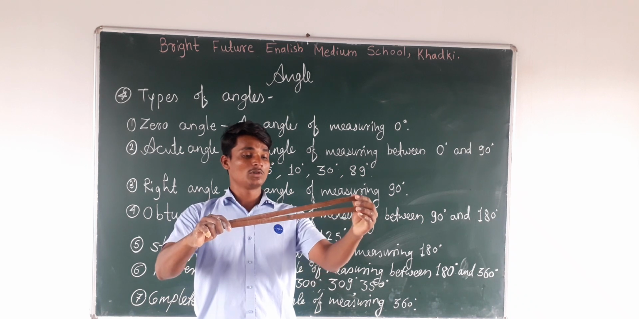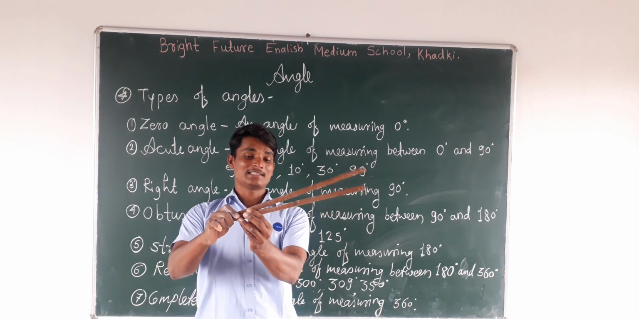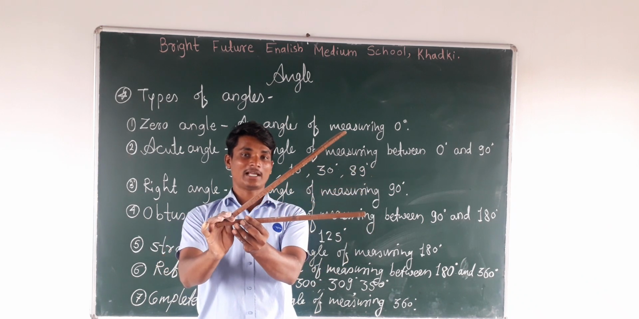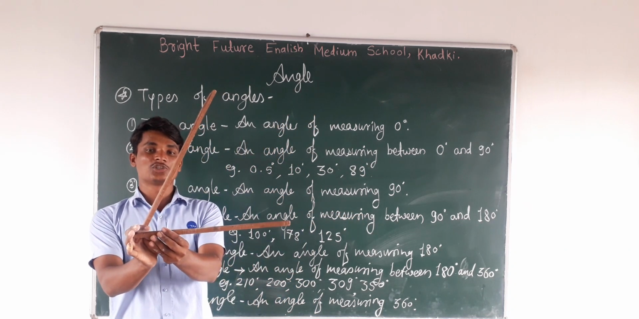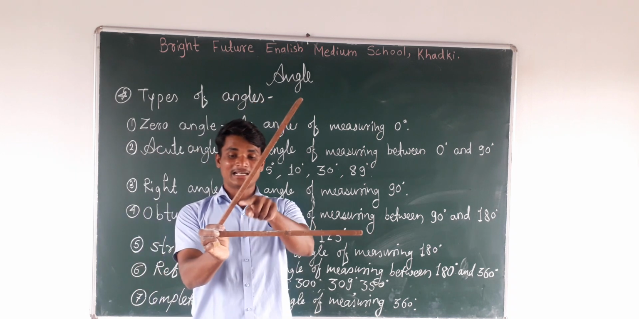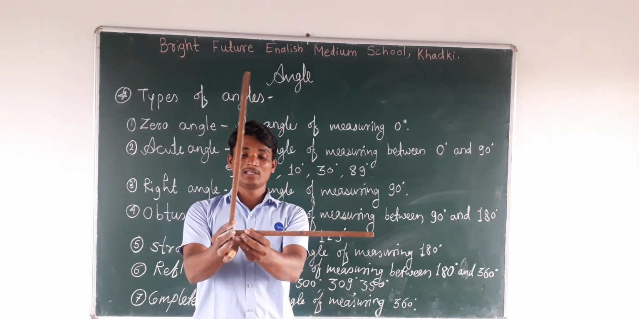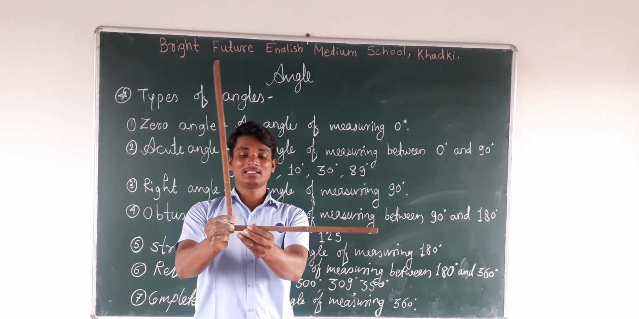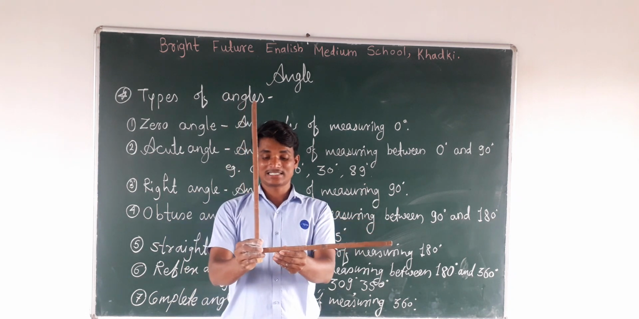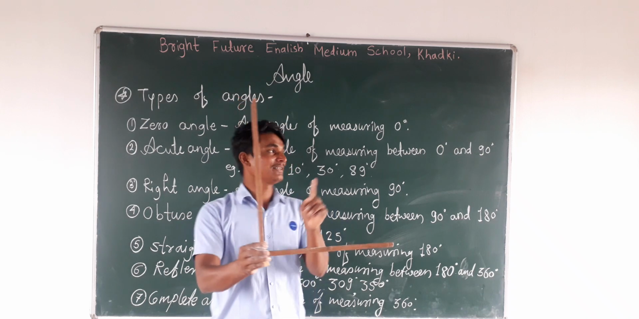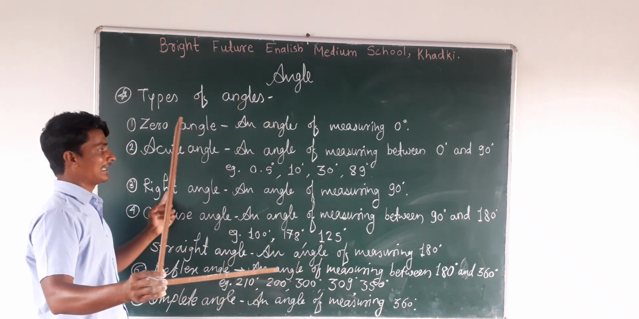Now when we move one ray, this is called an acute angle. It starts making an acute angle because its measurement is less than 90 degrees and more than 0 degrees. That's why this angle is called an acute angle. Now when we make it straight, when this second stick is straight, then this measurement is 90 degrees. That is called a right angle.